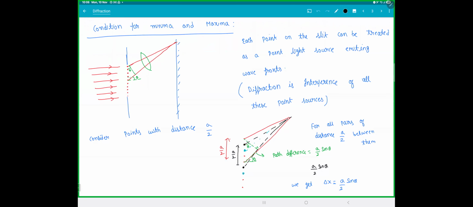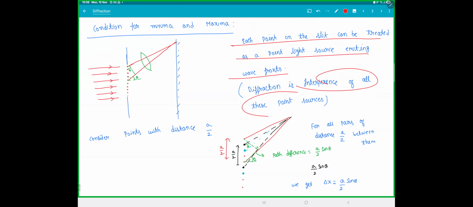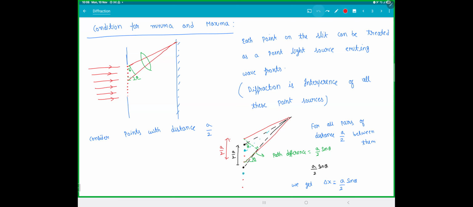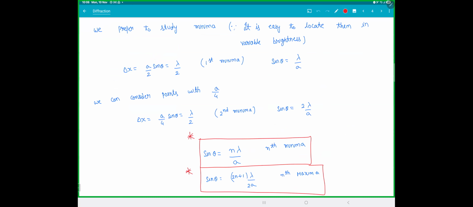So each point on the slit can be treated as a point light source emitting wavefronts. Diffraction is actually interference of all these point sources. YDSE is an interference of two sources. Diffraction is an interference of infinite point sources. You can think of it like that. And when we do this, we end up with these two formulas. Sin theta equal to n lambda by a is your nth minima. (2n+1) lambda by 2a is nth maxima.